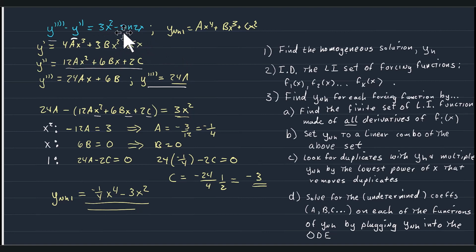Now we have to repeat the steps again to find the non-homogeneous solution for our second forcing function.